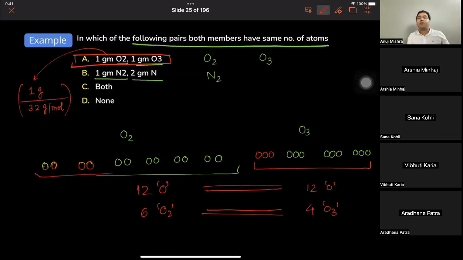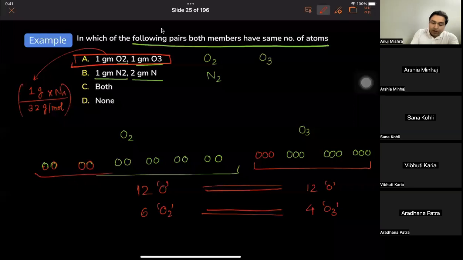What should I multiply to get molecules? Type in the chat box. These are the moles of oxygen. If I want to get molecules of oxygen, what shall I multiply in this number? These are moles, I want to get the number of molecules. What shall I multiply? Na. Perfectly all right. So you get the number of molecules of oxygen, O2 molecules.